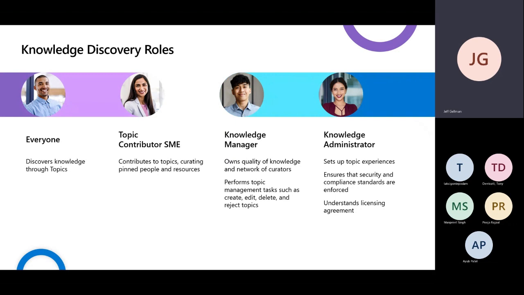So the types of roles of people who would be interacting with and utilizing topics vary. Everyone has a role in delivering knowledge to an organization for Viva Topics. Once licensed, anyone can discover information through Viva Topics in the apps that they use every day. Subject matter experts or topic contributors can curate the people, experts, and resources on topic pages and make sure that the information is of a high quality.